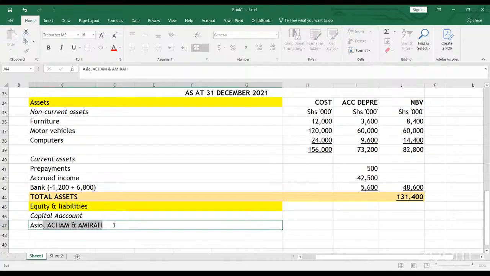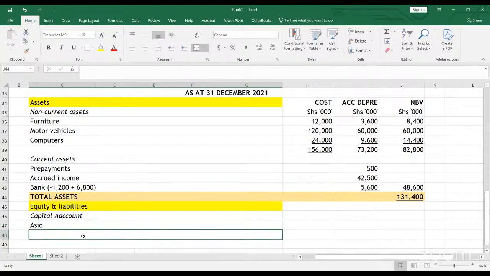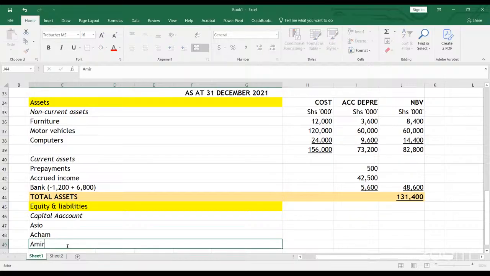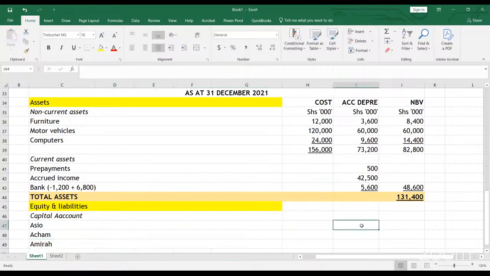We have a CO, we have a CHAM, and then we also have a mirror. Read for me their capital account balances very fast. The capital account balances, we have them from our capital account.